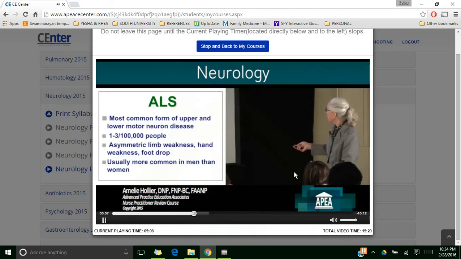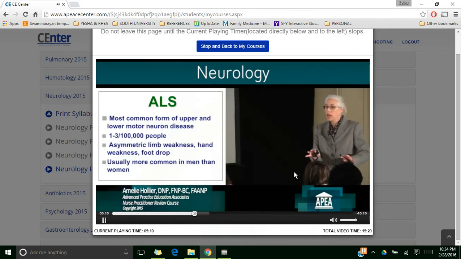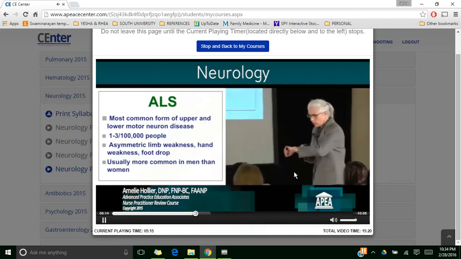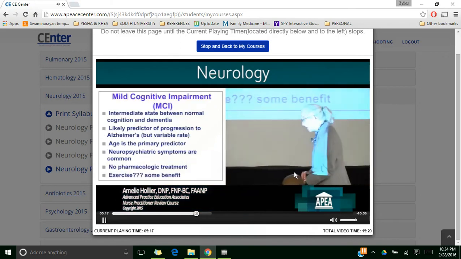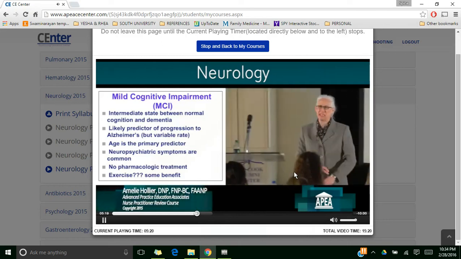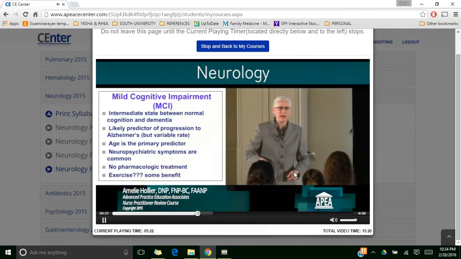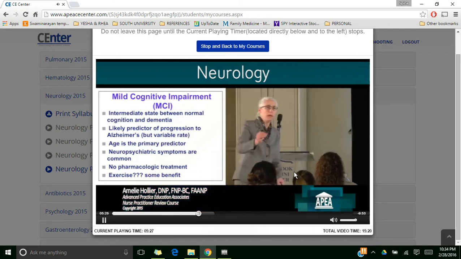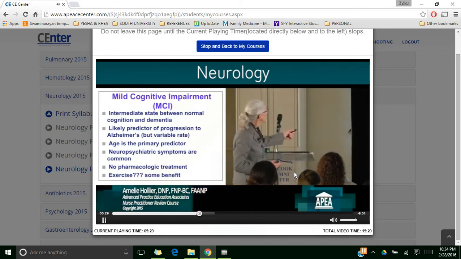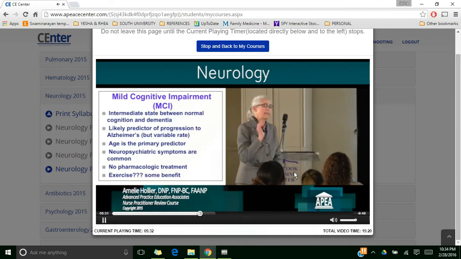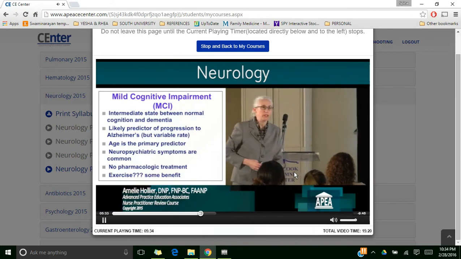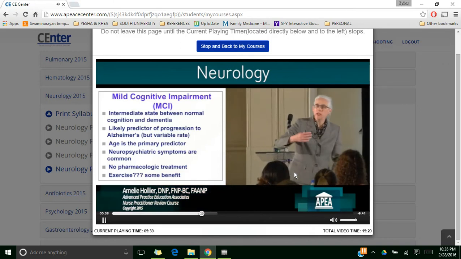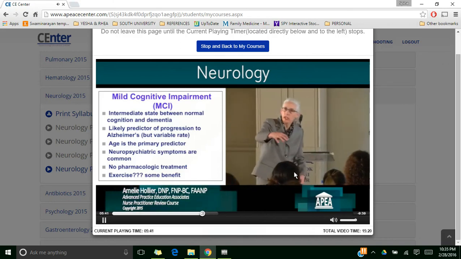Sometimes neuropsychiatric symptoms accompany mild cognitive impairment, but we almost never treat this with medications. It's kind of watched and we see where patients go. Of all the things that you could possibly do that would improve your situation, there is data through a Cochrane review that says that exercise may provide improvement in patients with mild cognitive impairment. So another good plus to be exercising.